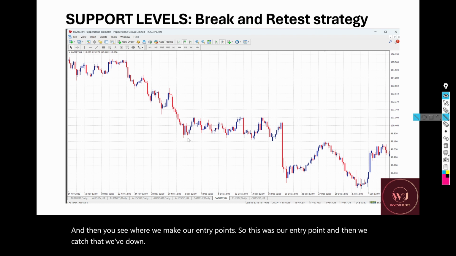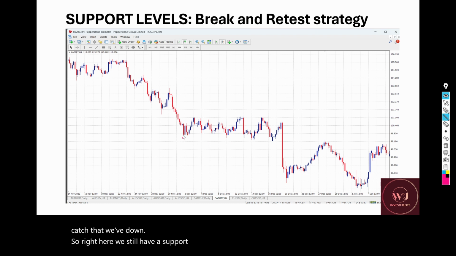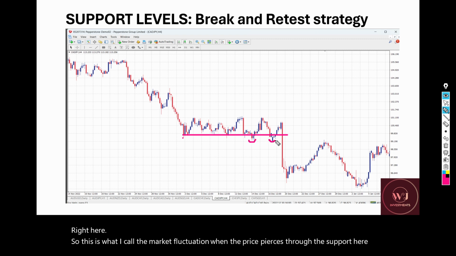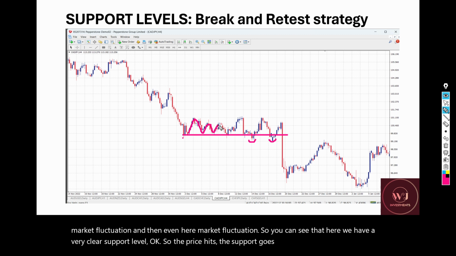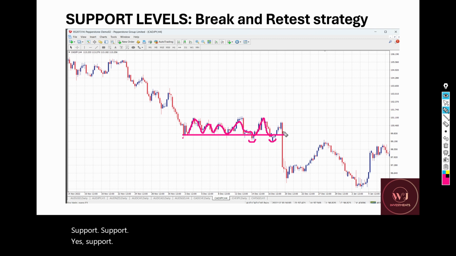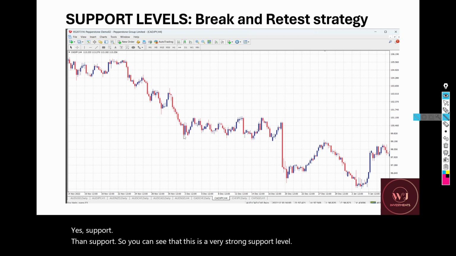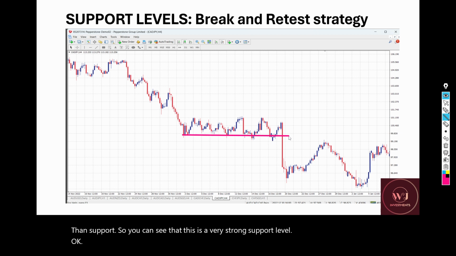So right here we still have a support level formed right here. This is what I call the market fluctuation, when the price pierces through the support. Here market fluctuation, and even here market fluctuation. You can see that here we have a very clear support level. The price hits the support, goes high, support, support, support, here support, then support. So you can see that this is a very strong support level.